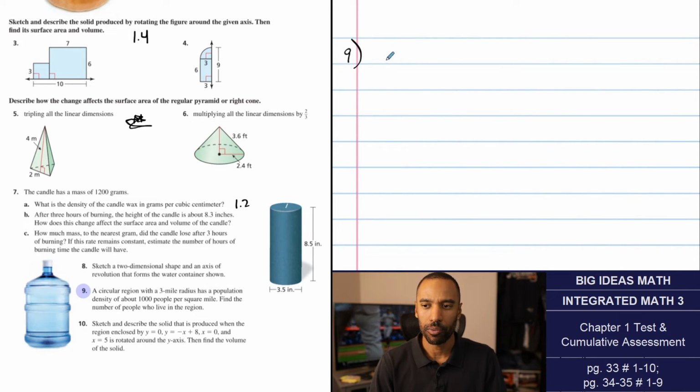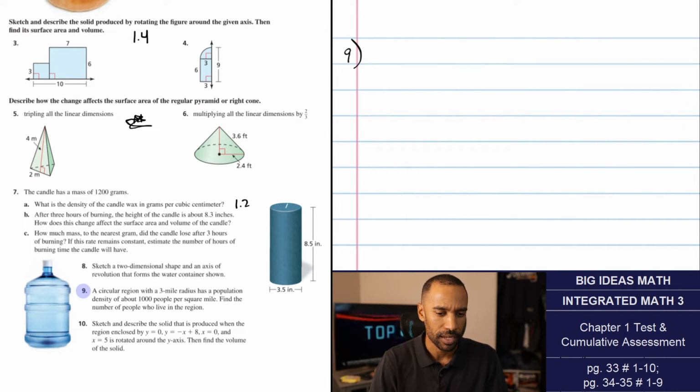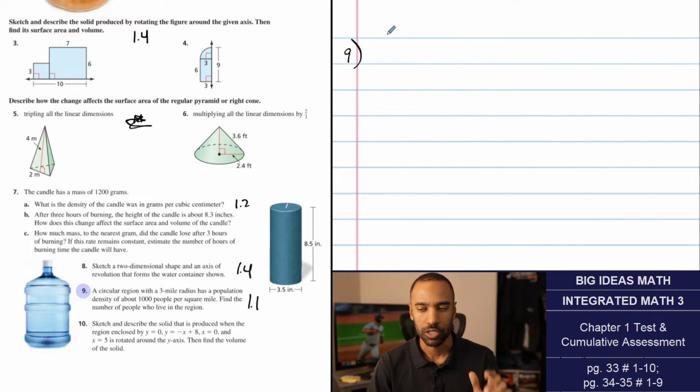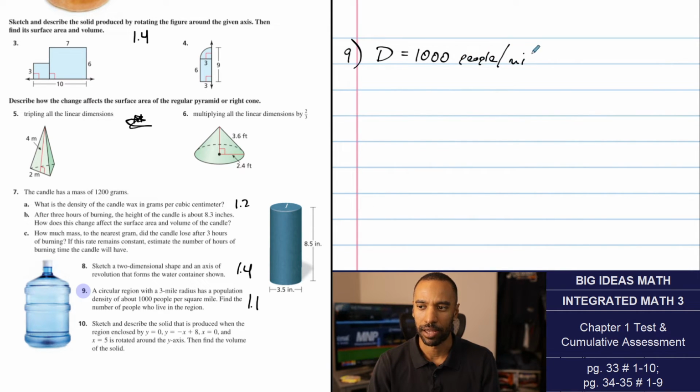So, 3-mile radius, that gives us an area. This is about population density. Oh, by the way, this would have been section 1.4, and this is section 1.1. So on this number 9, let's start with the density. Density is 1,000 people per square mile. Area is a circular region, pi r squared, which is 9 pi square miles.